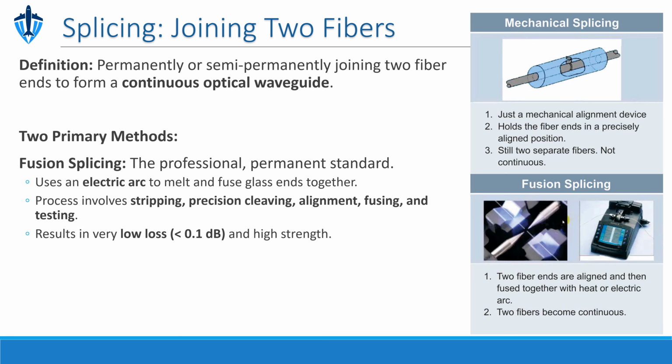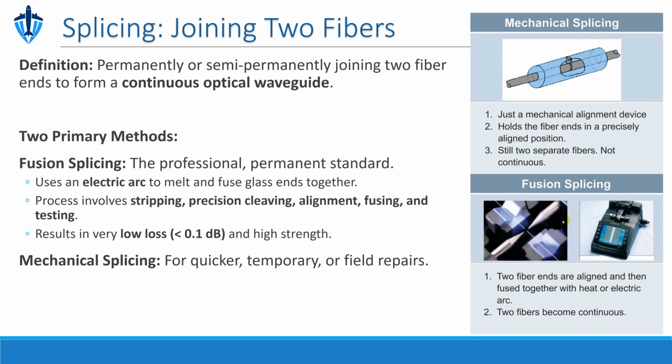The machine then measures the splice loss, which is typically an incredibly low 0.1 decibels or less. This is the method used for long-haul and critical aircraft data buses. For quicker jobs or temporary fixes, mechanical splicing is used.